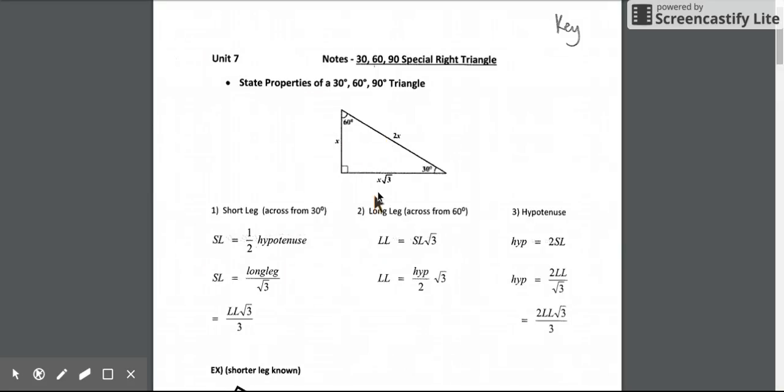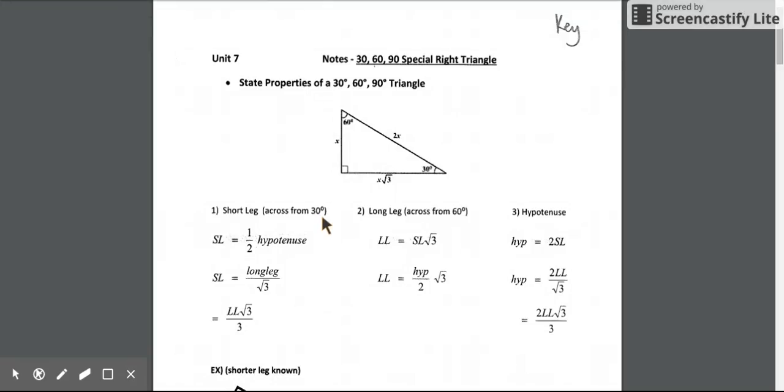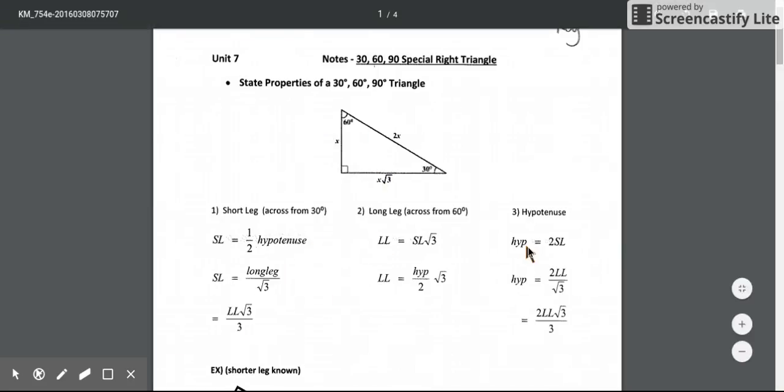So if you label each of your sides, then we can use the following three formulas. The shorter leg is always going to be half the hypotenuse. So if the hypotenuse is 2, the short leg would be 1. Or if the hypotenuse is 2x, the short leg would be 1x. And vice versa, the hypotenuse would be double the short leg. The longer leg is always whatever the short leg length is times the square root of 3. And so we have these three formulas that we can use, and we can actually make them a little bit more fancy.